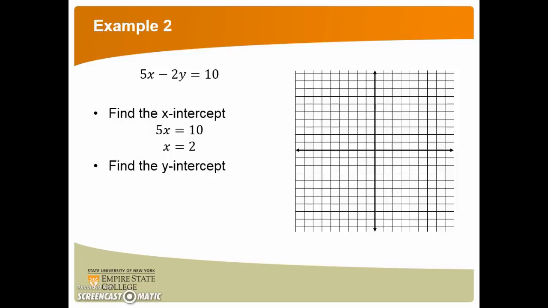Now we will find the y-intercept. Finding the y-intercept causes the x term to go away. We are left with negative 2y equals 10. Dividing, our y-intercept is negative 5. Plot the 2 points. Connect. Label.